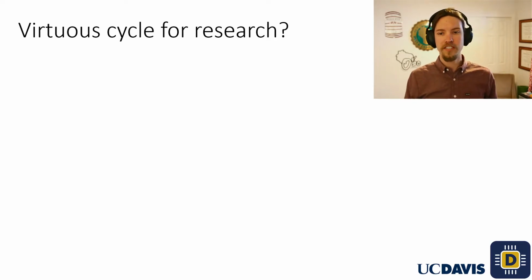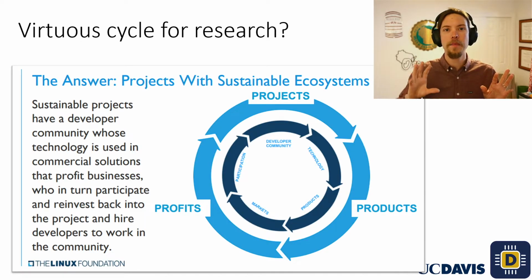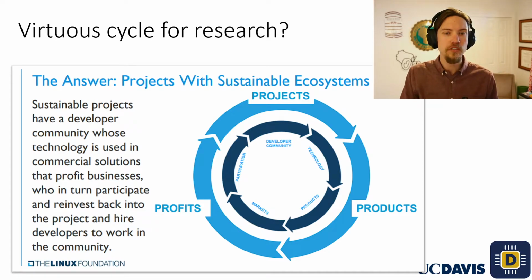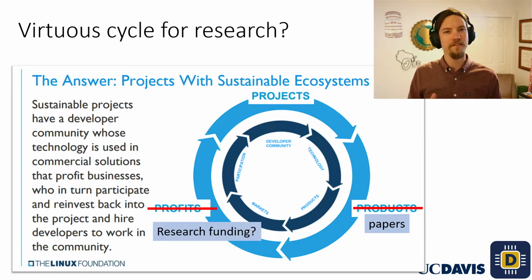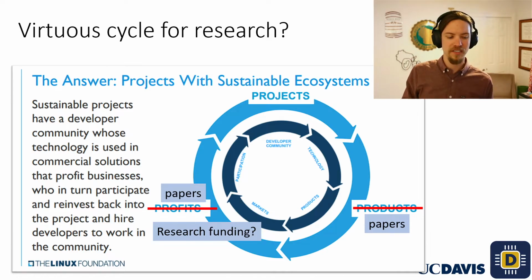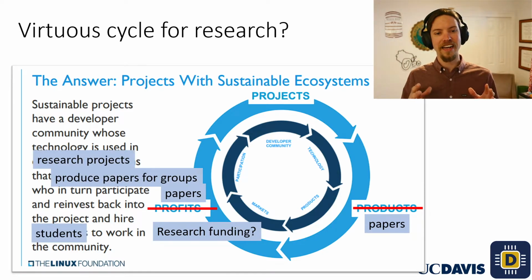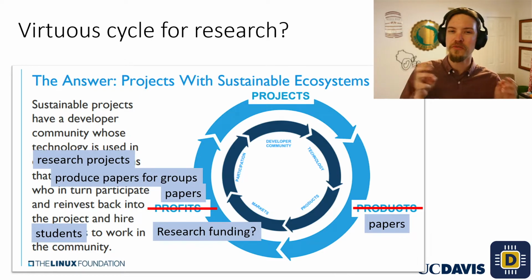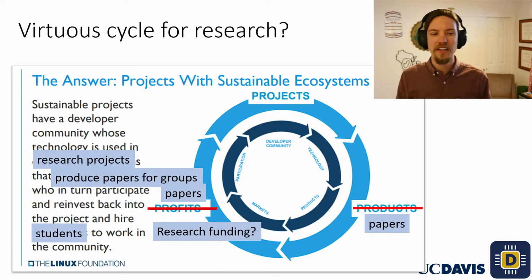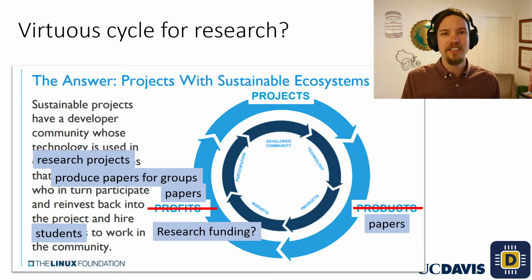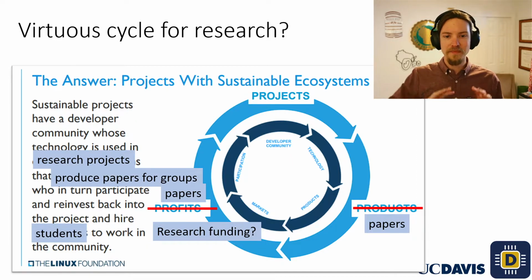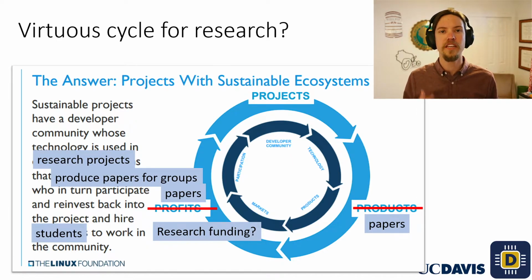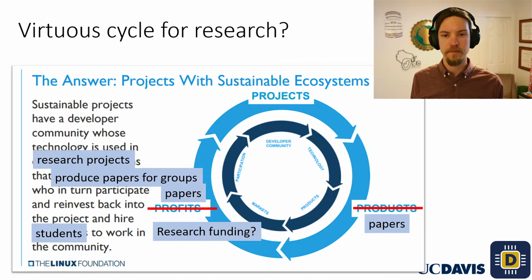So what about a virtuous cycle for research? We can think about this in the same context. Can we replace some of these words? Does it make sense for products to be papers, or profits to be funding? Maybe profits are papers. Is it that a developer community whose technology is used in research projects to produce papers then reinvests back into the project by hiring students? I don't know. It doesn't seem to really work out this way. I'm not sure if this is the same kind of virtuous cycle that we can use to improve research tools.